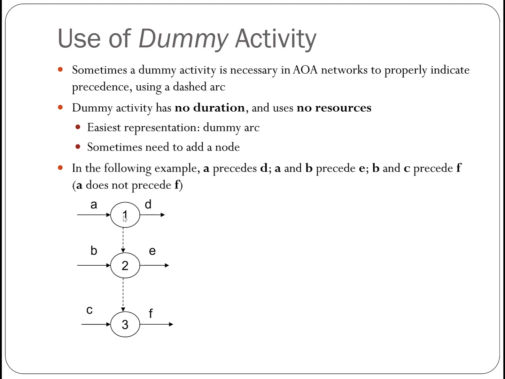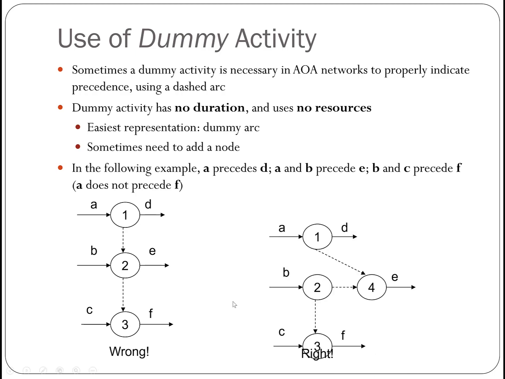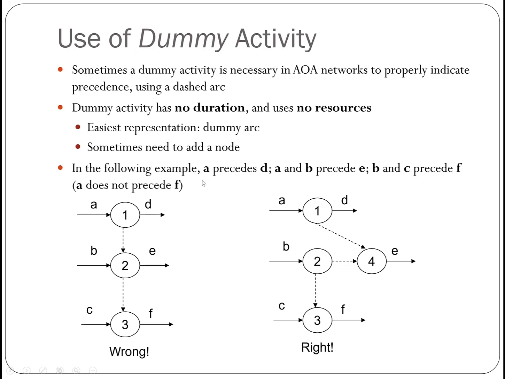So the answer is that this graph is a wrong representation of what we want. And the right way to depict those relationships is here, so that only B and C precede F, and A does not precede F. So you see, when we add this dummy node 4 here, and let A precede D and E in this way, and then B and C precede F this way, then this is the correct way to represent that only B and C precede F.